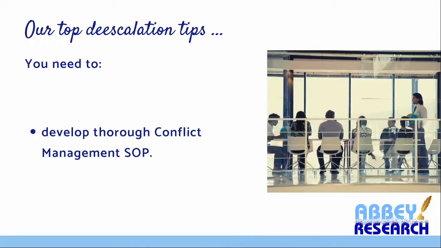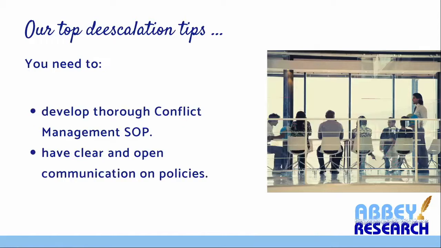So one of the things that you need to do, and we talked a little bit about developing procedures already, is to make sure that you have a thorough conflict management standard operating procedure. If you don't have one in place, we would highly encourage you to start developing one. That is something we would be more than happy to work with you on and support you through as well. Have clear and open communication about these policies. It's not just enough to have the manual sitting in an office somewhere. You need to make sure that all your people know what these procedures and policies are, and that they're all on board with them.